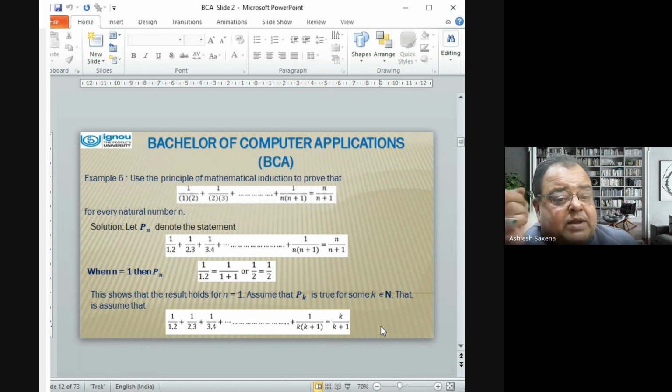Now we will find Pk plus 1. So what are we supposed to do in Pk plus 1? Now see to it, I'm showing it over here only. This is Pk. The next term will be plus 1 upon k plus 1 into k plus 2, which will be equal to k plus 1 upon k plus 2. Is that clear? Now see what happens.